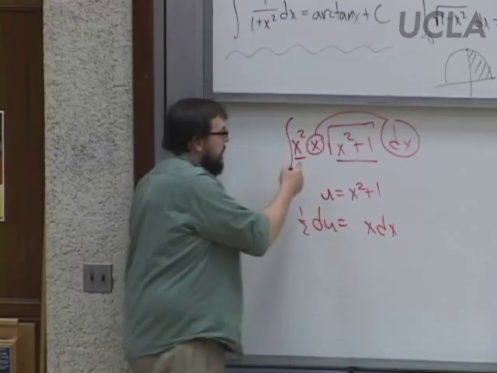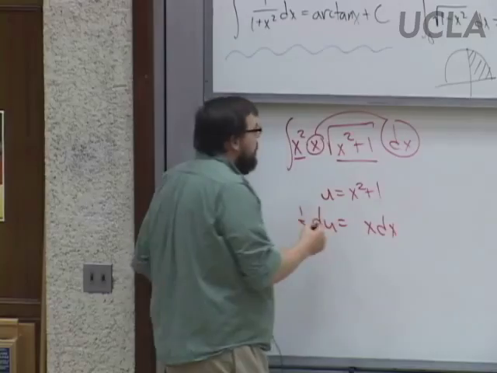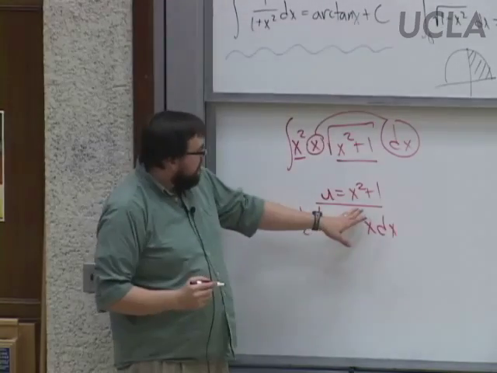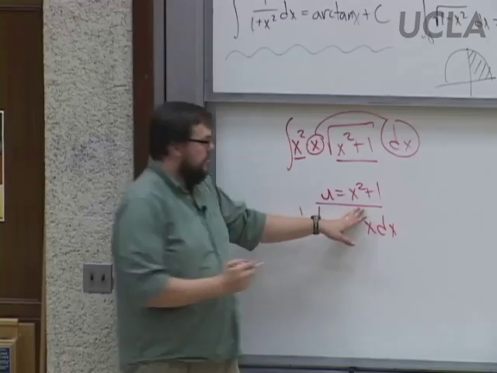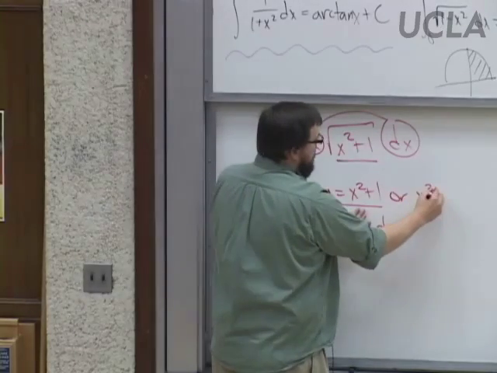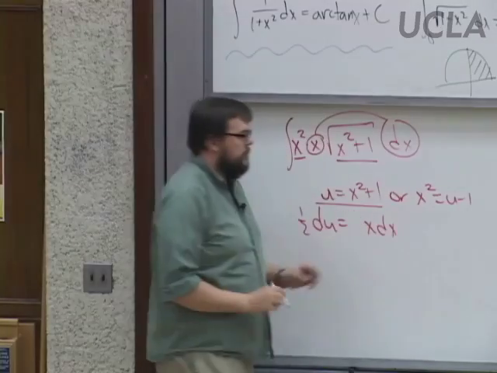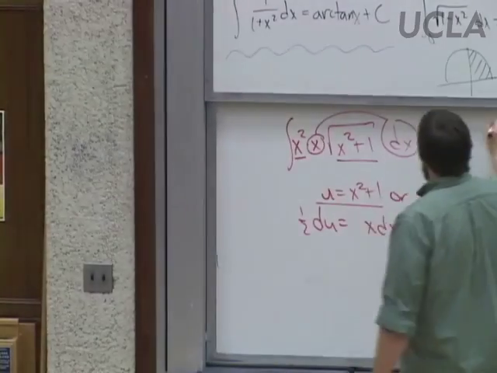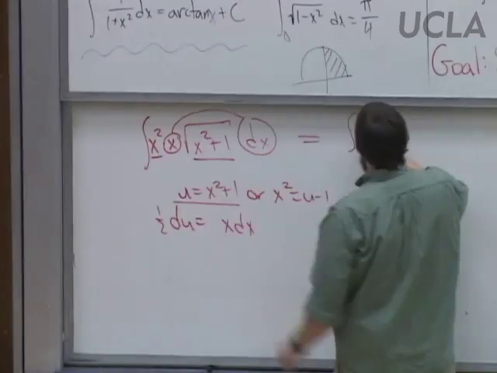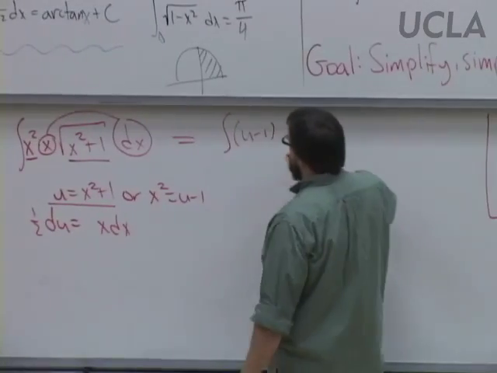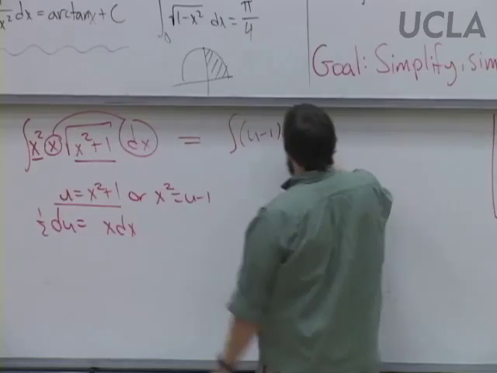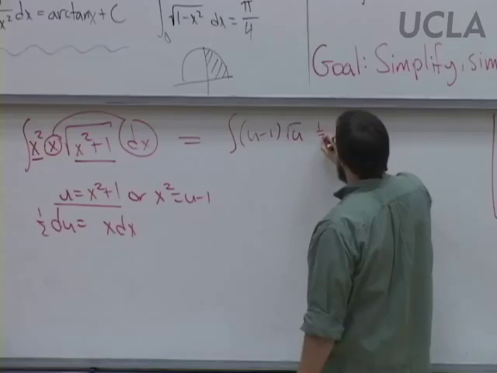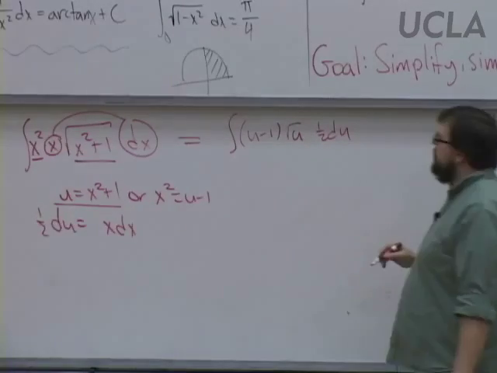Yeah, I can solve for x squared. In particular, whatever's left over, I have to figure out how to write in terms of u. Now, in this case, it's fairly easy to solve for x squared. x squared is u minus 1. So, making all our substitutions, the x squared becomes u minus 1. The square root of x squared plus 1 becomes square root of u. And the x dx becomes 1/2 du. Okay, so now we're getting closer.